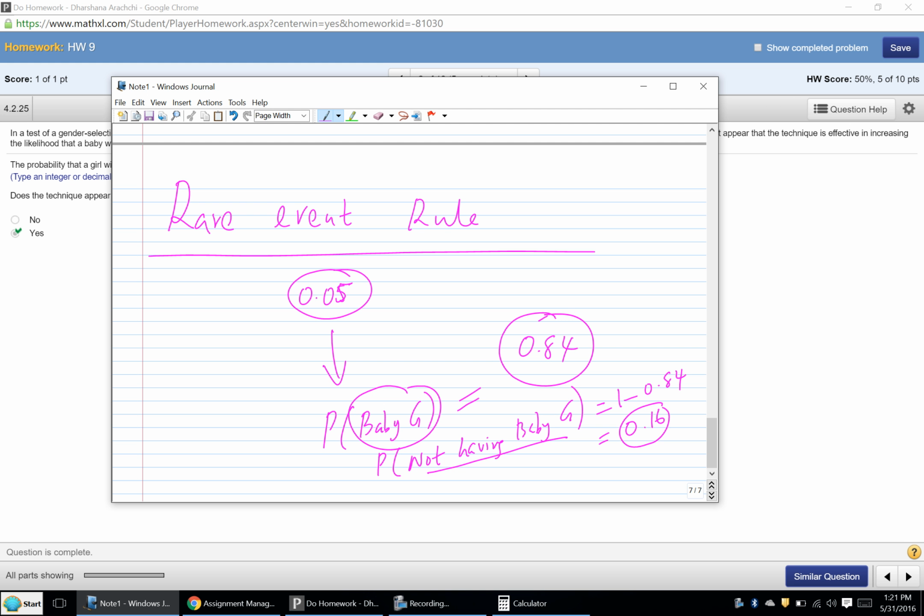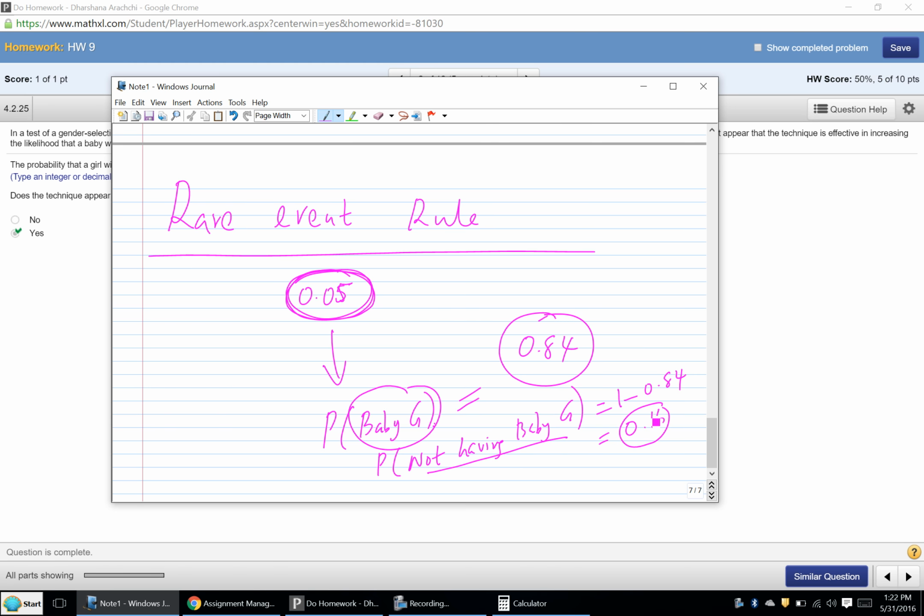Now is this a big error or a small error? That is determined by this principle, the rare event rule. If you look at the error, the error is 0.16. Remember, your desired result would be having a baby girl. The probability of having a baby girl is 0.84, and the probability of not having a baby girl, which is an error, is 0.16.